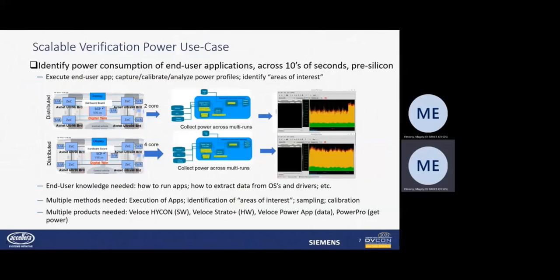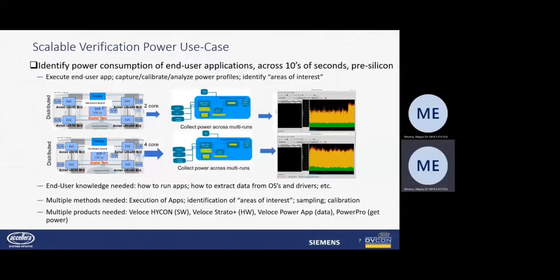Our target is to run, as I said, end user applications, which run on the hardware for tens of seconds pre-silicon. And we need to determine the activity to profile this application. We need to define the area of interest.